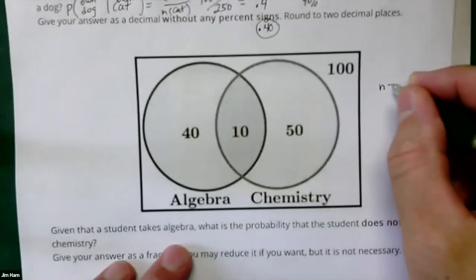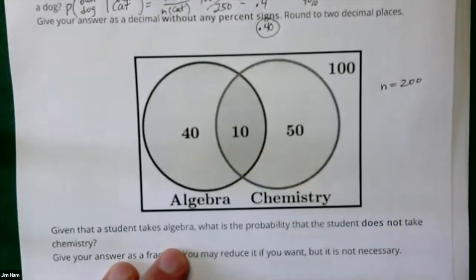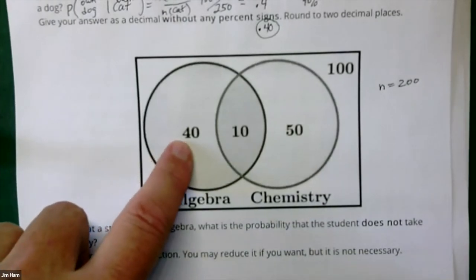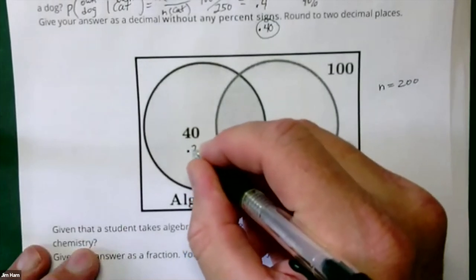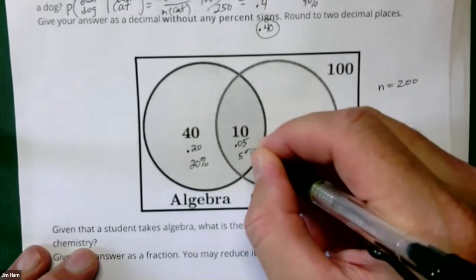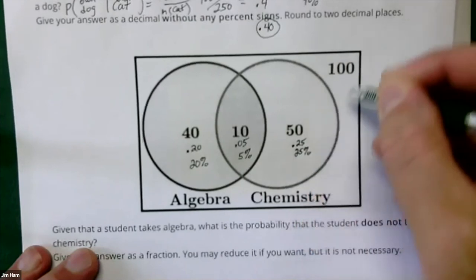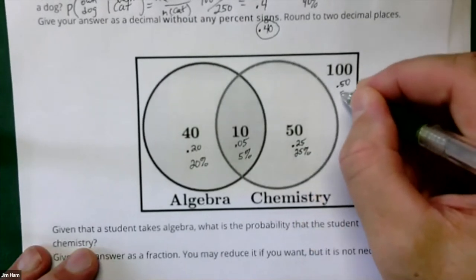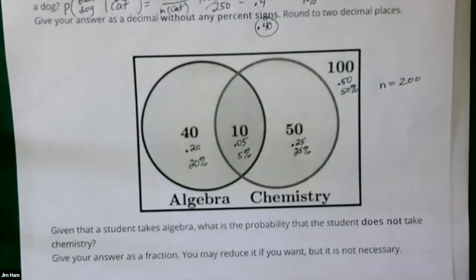Okay, this one does have the numbers already. In this one, if you added them all up, you'd get 200, 100, 50, 160, 200. And so 40 out of 100 would be 0.2, 0.20 or 20%, 0.05 or 5%, 0.25 or 25%, and 0.50 or 50%. So again, I'm just writing the other numbers just so you know that it really doesn't matter how it's given to you. If you prefer working with decimals, you can do that.